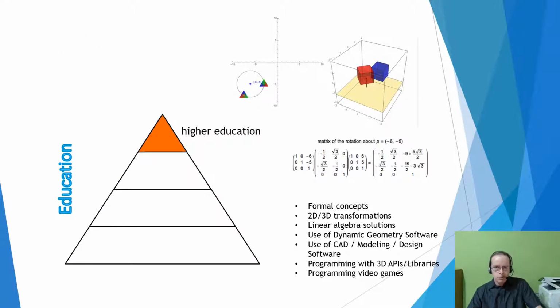In higher education, the study of geometric transformations is very formal. It includes 2D and 3D, and the analytical methods rely more on linear algebra and matrix representation than geometry. It is commonly used software like dynamic geometry or CAD systems, or modeling or design software, and also programming with 3D libraries like OpenGL or DirectX, and it includes programming video games.